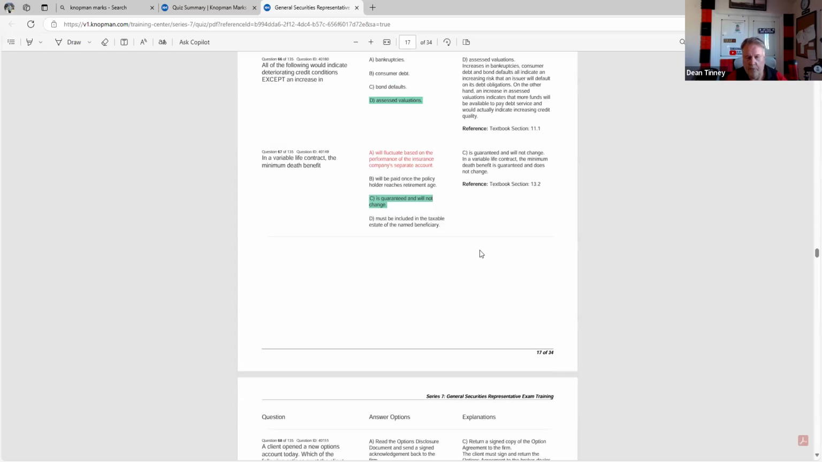The minimum deficit was guaranteed. Yeah. I thought we might miss that one. It's because they were asking about the minimum, right? So you will fluctuate, but the minimum will never go below that. That's the floor.